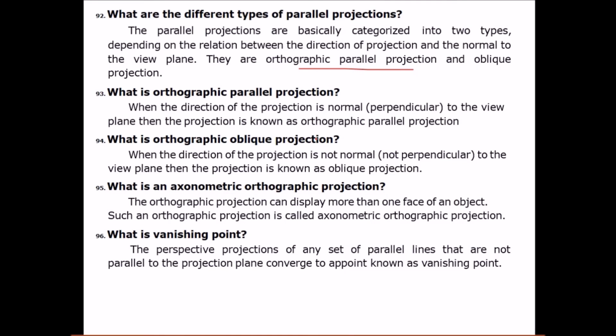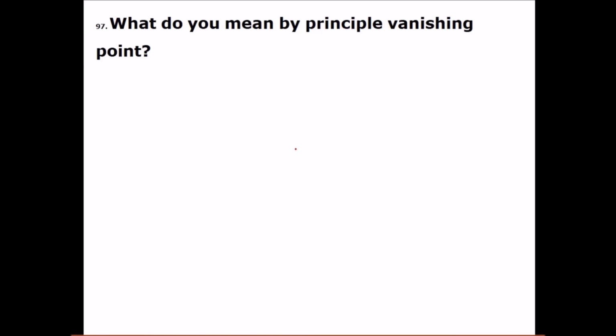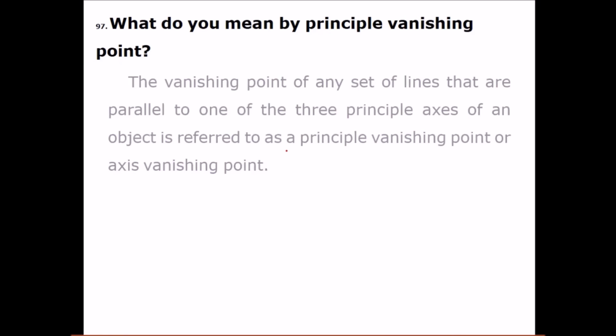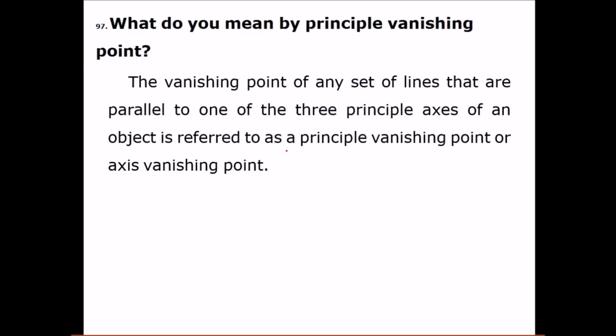What is vanishing point? The perspective projection of any set of parallel lines that are not parallel to the projection plane converge to a point known as vanishing point. What do you mean by principal vanishing point? The vanishing point of any set of lines that are parallel to one of the three principal axes of an object is referred to as a principal vanishing point or axis vanishing point.